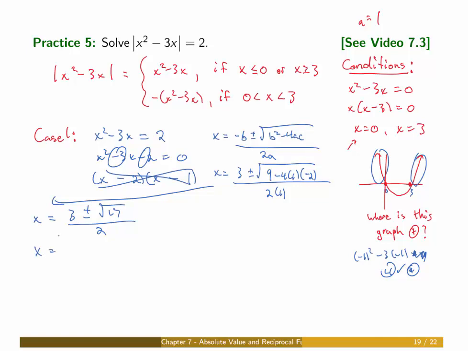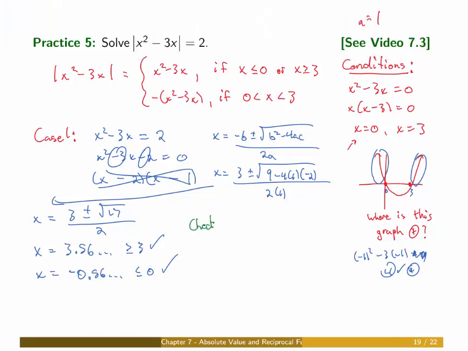So first, the first decimal form: 3 plus square root 17 divided by 2 comes out to be 3.56 with a bunch of decimals. And the other one, 3 minus square root 17 divided by 2, equals negative 0.56 with a bunch of decimals. Now, both of them satisfy the first equation. This is greater than or equal to 3, and this is less than or equal to 0. Okay, so now we have to check if these are actually solutions.